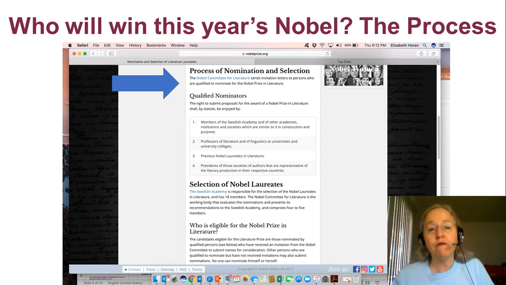Qualified nominators are, for one, members of the Swedish Academy. There's 18 of them. They're called the Eighteen because once you're a member of the Swedish Academy, you have a chair for life. It's kind of like the Supreme Court, except bigger. And the members of other academies of languages and literatures also get to nominate. So that would be like the Real Academia Española, which is the Academy for the Spanish language, based in Spain but with corresponding members throughout the Spanish-speaking world. The Brazilian Academy of Languages and Literatures, the French Academy.